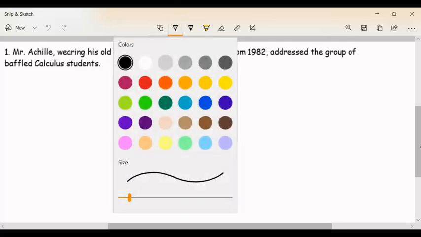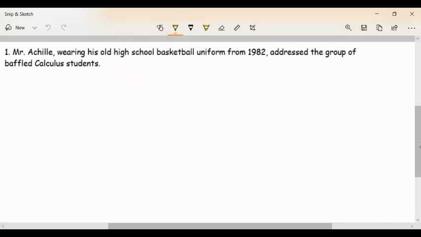So the first thing I'm going to look for is I'm checking out what I have here, and I've punctuated it already for you, so that helps a little bit. You can see these commas here, which separate this little structure, wearing all the way to 1982. Because this ing doesn't have a helper with it, like Mr. Killy was wearing, that's another clue that this is not the main verb. My main verb is all the way over here, which says addressed. My sentence is Mr. Killy addressed the group of baffled calculus students.